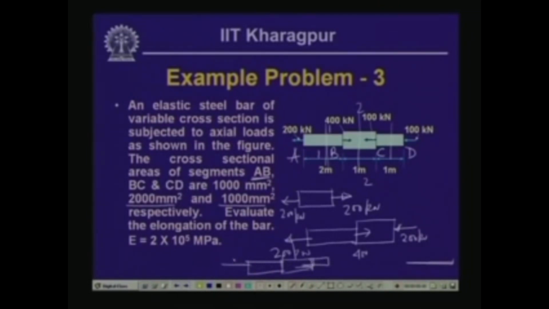This is 200, this is 400, and this is 100. So, 100 plus 200, 300 on this side, 400 on this side. So, it has to be balanced by 100 on this side. So, this particular segment then is subjected to 100 here, 100 here, which is under compression.